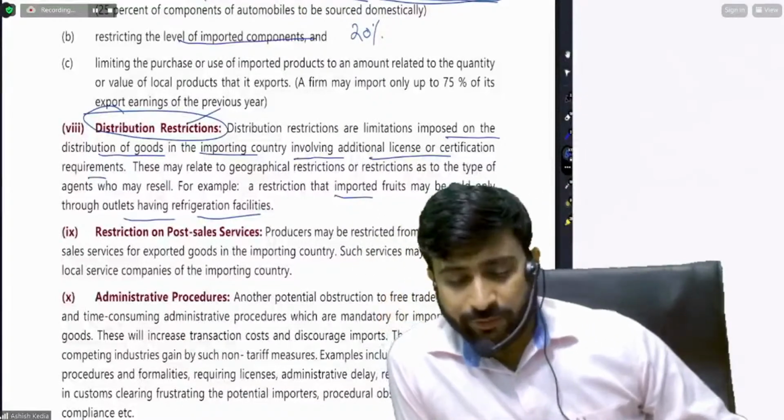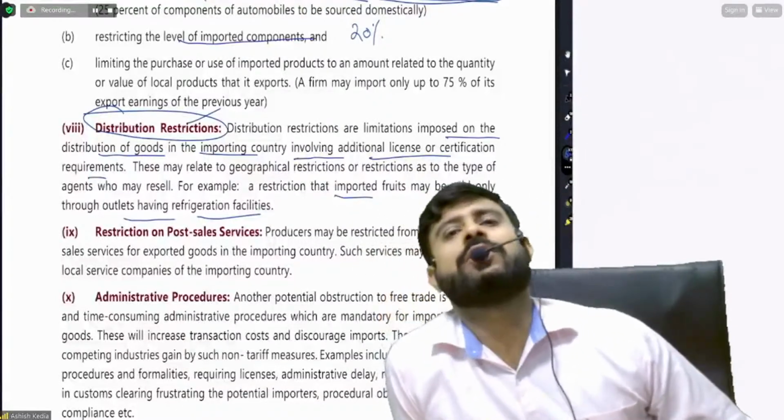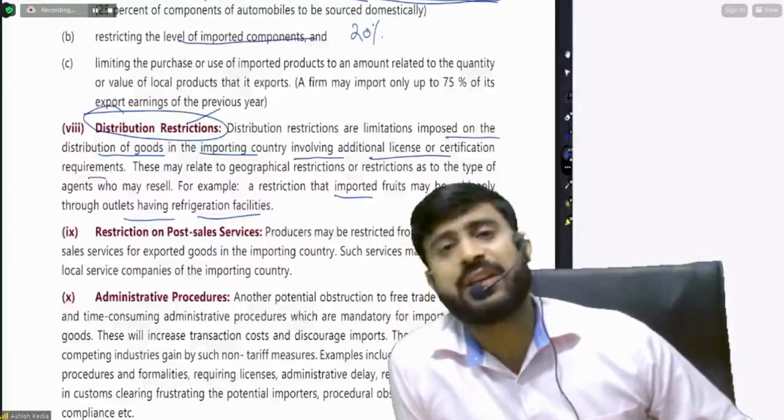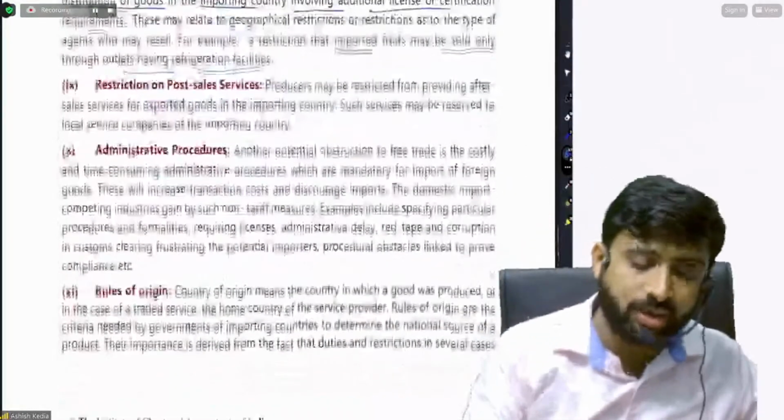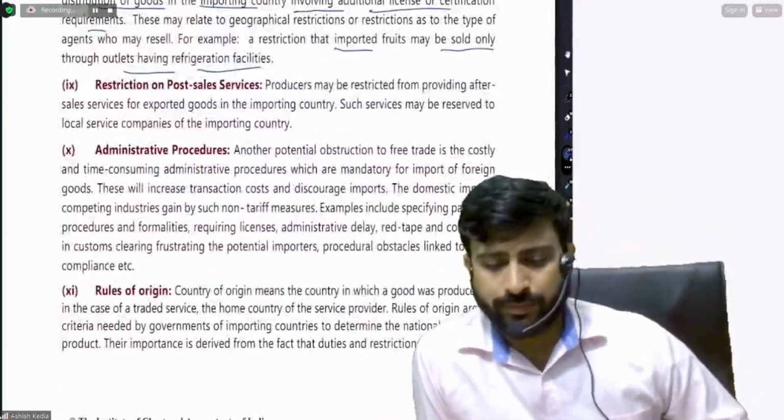So if you import something from abroad, like imported fruits, then you can sell only at selected places which have proper refrigeration or cold storage facilities.